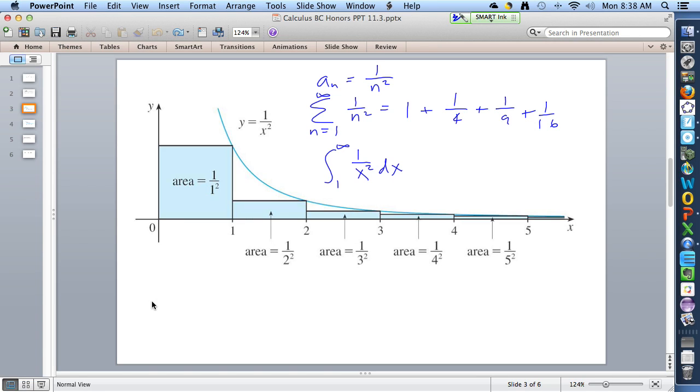You can do this for me. Go ahead and do this for me in, I don't know, 30 seconds. It's an improper integral. It's going to require you to pick up your pencil. You can't just look at it.